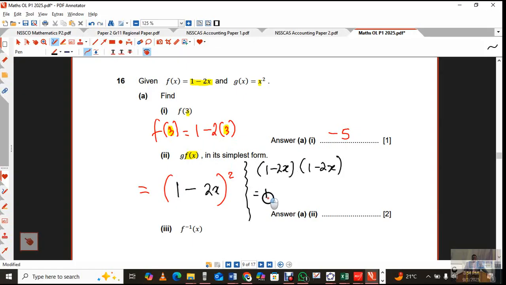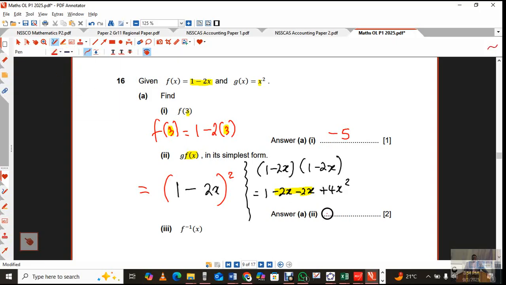1 times 1 is 1. 1 times negative 2x is minus 2x. Minus 2x times 1 is minus 2x. And then negative times negative, it's positive 4x squared. Okay, these two here are like terms. There are 2 of those, so it's going to be minus 4x.